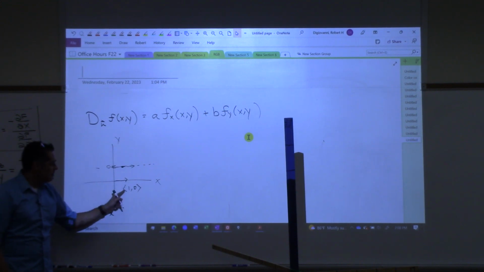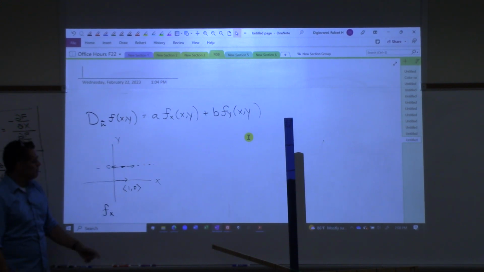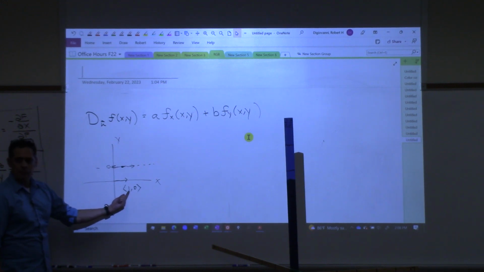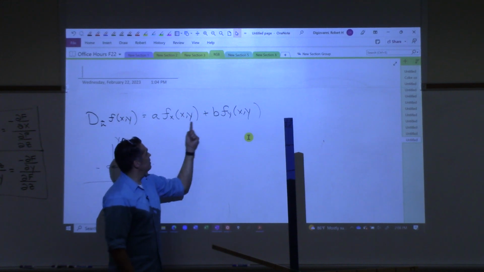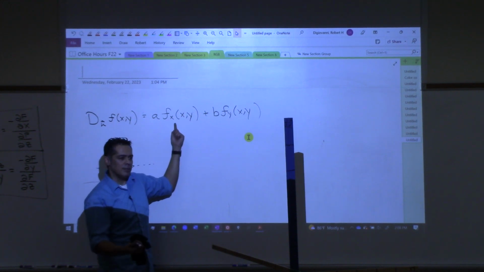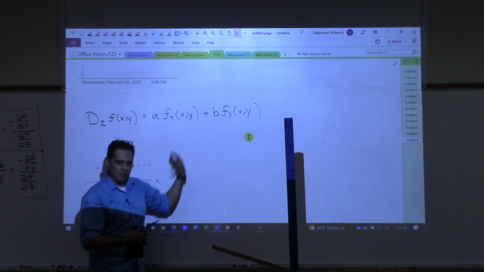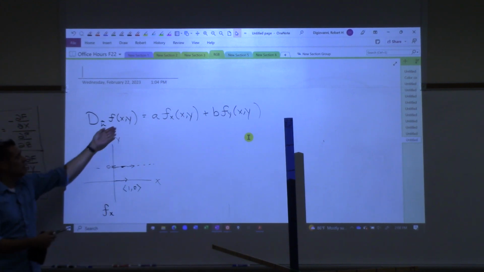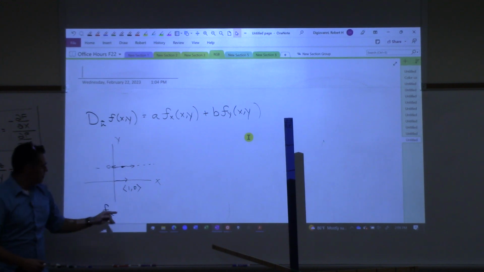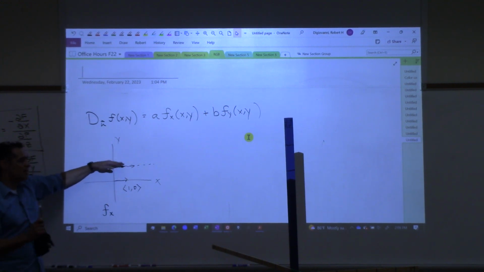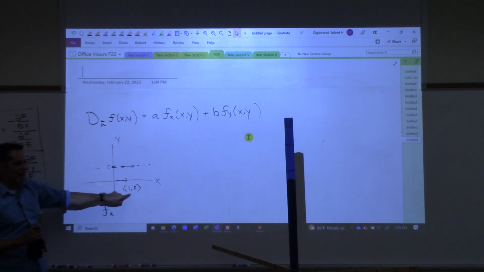What happens if you take that vector and you use that formula? Well, a is 1, and what's b? 0. If that's 1 and that's 0, what do you get? The partial with respect to x. That's what I'm saying. This is a generalization. When we cut through with a plane holding y to be constant, we were basically using that formula with that vector.